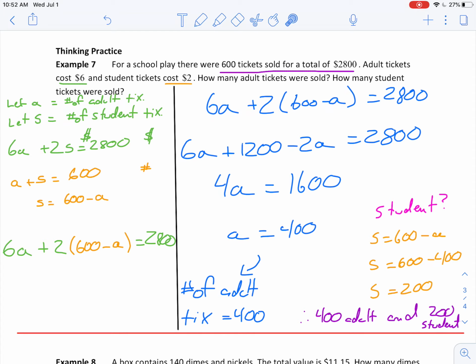When I solve it, I distribute 2 into the bracket. 6A plus 1,200 minus 2A equals 2,800. 4A is equal to 1,600. And I divide both sides by 4. I get a value for A to be 400, which means 400 is the number of adult tickets. Okay, so what about student tickets though? Well, we remember that student tickets is 600 minus adult tickets. So we find A to be 400. Well, 600 minus 400 gives us 200. So therefore, there are 400 adult and 200 student tickets.